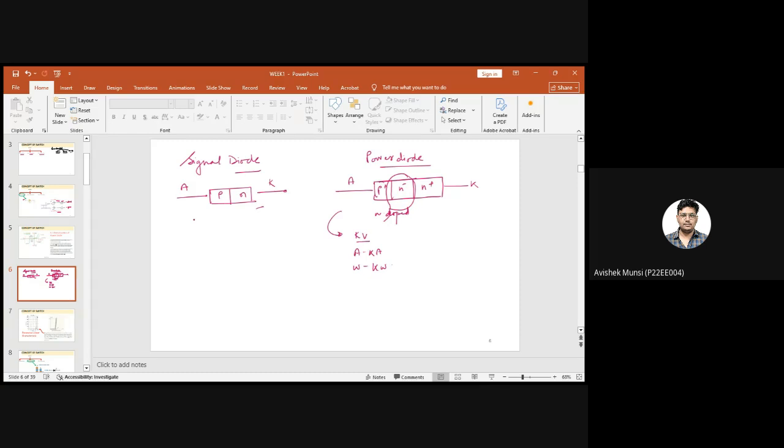Whereas we see that in case of signal diode, the maximum voltage we found is 15 volt, the withstand capacity, and the current rating is somewhat around microampere to milliampere. The power handling capacity is around milliwatt to wattage. Okay, so that's why a power diode has a very high rating than that of the normal diode.